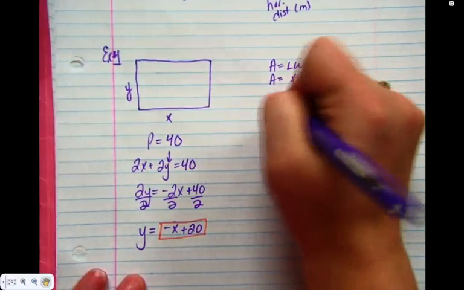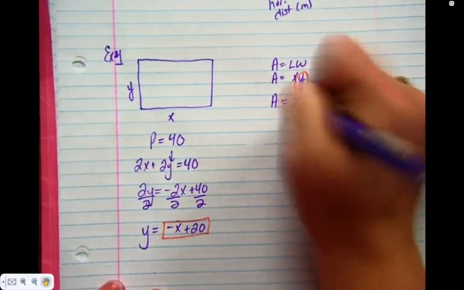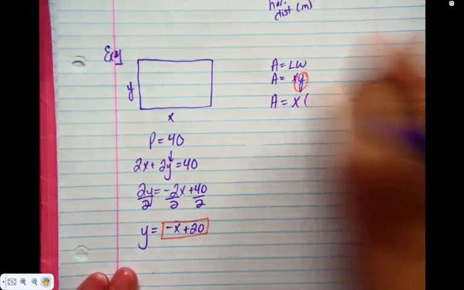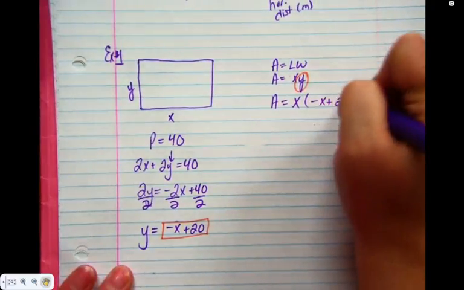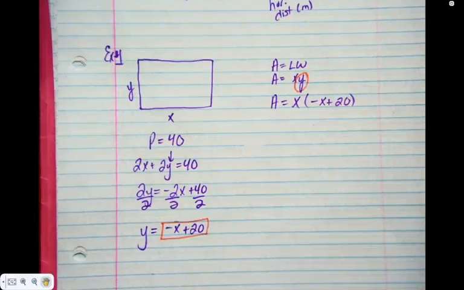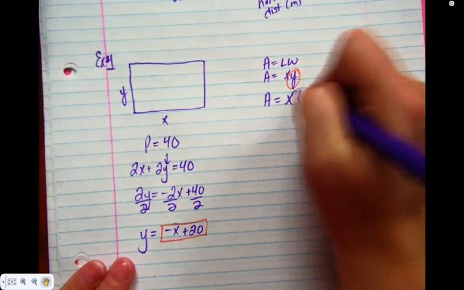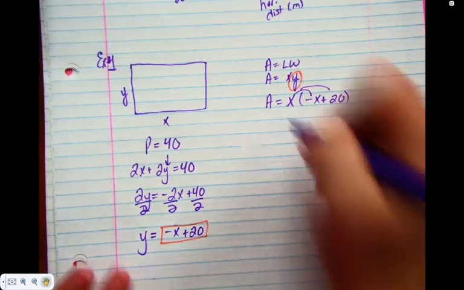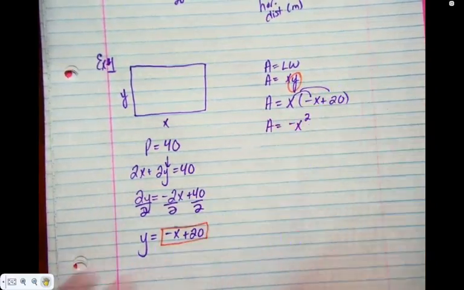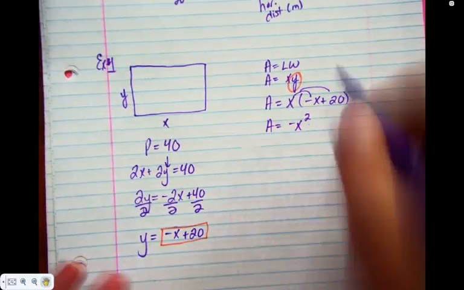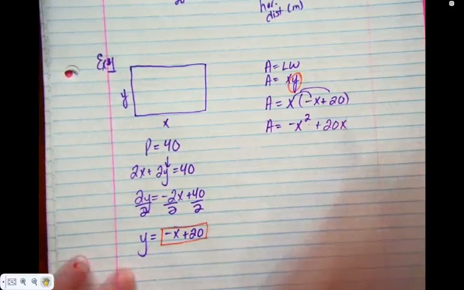I'm going to leave A because it represents area. I'm going to leave x because I like x. All I'm going to do is take out y and put in what it's equal to, which is negative x plus 20. Still with me? I don't like these brackets, so I'm going to distribute this x to get rid of them and do a little bit of simplifying. So x times negative x is negative x squared, and 20 times x is negative 20x.